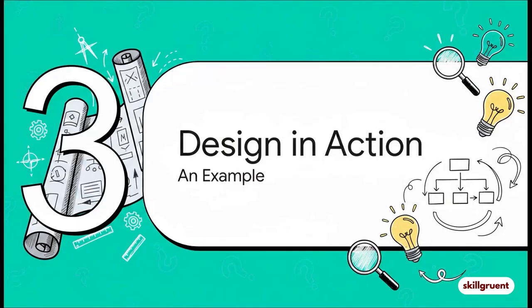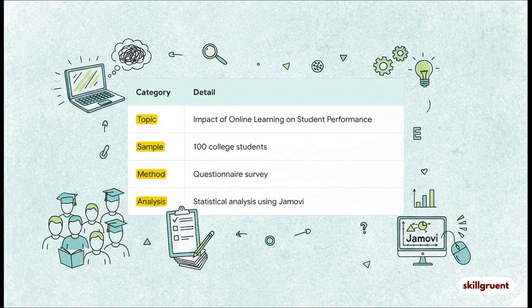All right, that was a lot of theory, so let's make this feel a bit more concrete. What does this blueprint actually look like when it's put into practice for a real study? Let's take a look at a pretty straightforward example, a study on the impact of online learning on student performance. See how it lines up. The sample, that's our sampling design, is 100 college students. The method, our observational design, is a questionnaire survey. And the analysis, our statistical design, is going to use a software package called Jamovi. It's simple, but it's a complete blueprint. It guides the entire study from start to finish.